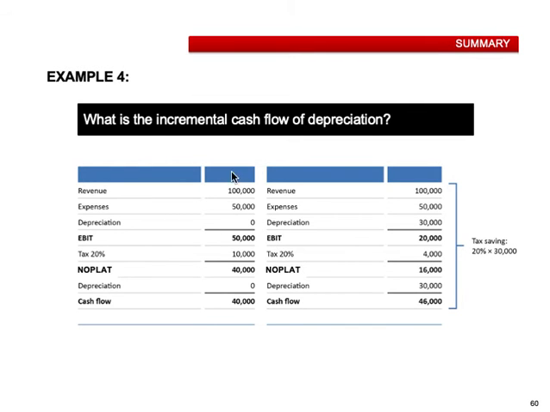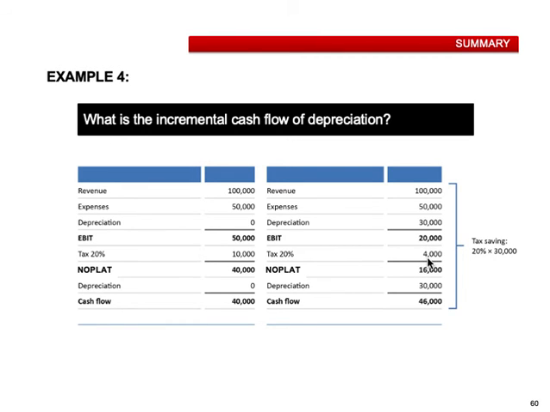That is because in this table here, without having any depreciation, we pay taxes over the EBIT of 50,000. So the taxes in total is 10,000 in the case we have no depreciation. In the case we do have depreciation, we pay a 20% tax rate over a lower EBIT because we have deducted depreciation from its revenue. So in other words, that would decrease the EBIT. And because the EBIT has decreased, we pay a lower amount of taxes.